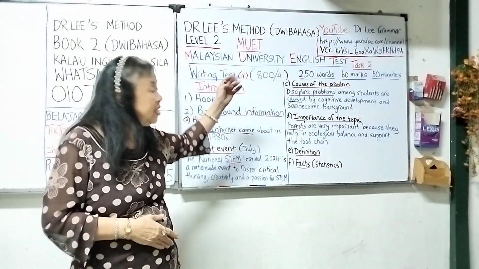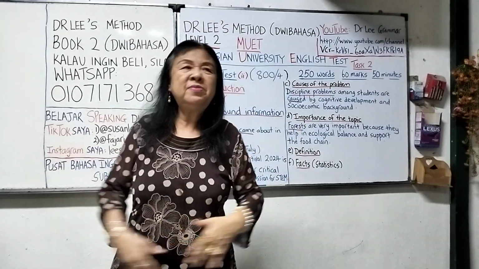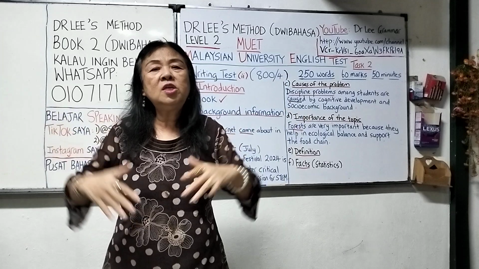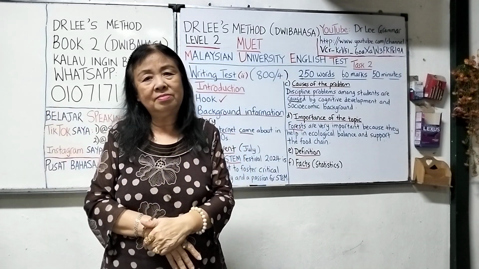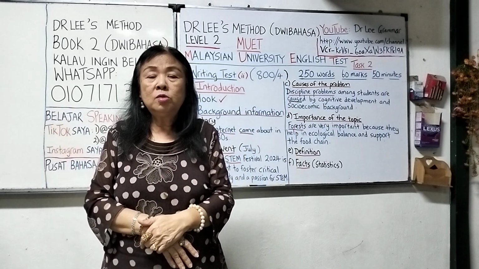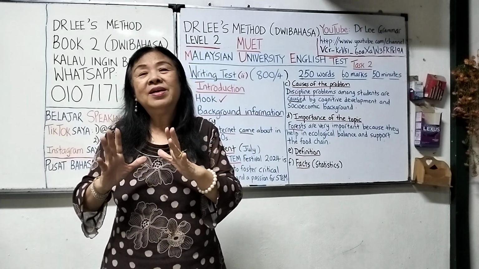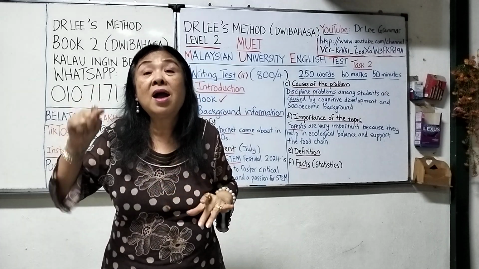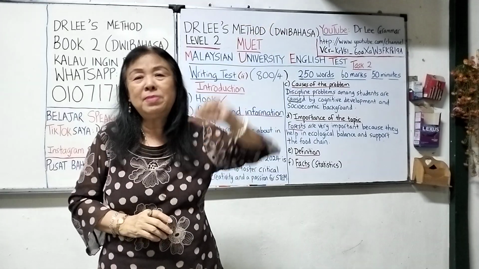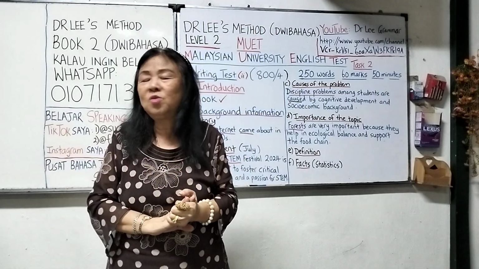After all, it is a Malaysian university English test. But if you write about the world's current issues, it's okay. There's nothing wrong, nothing wrong at all. So you must know current issues, because the questions will ask you to write about current issues, not things that have happened before and are no more happening.